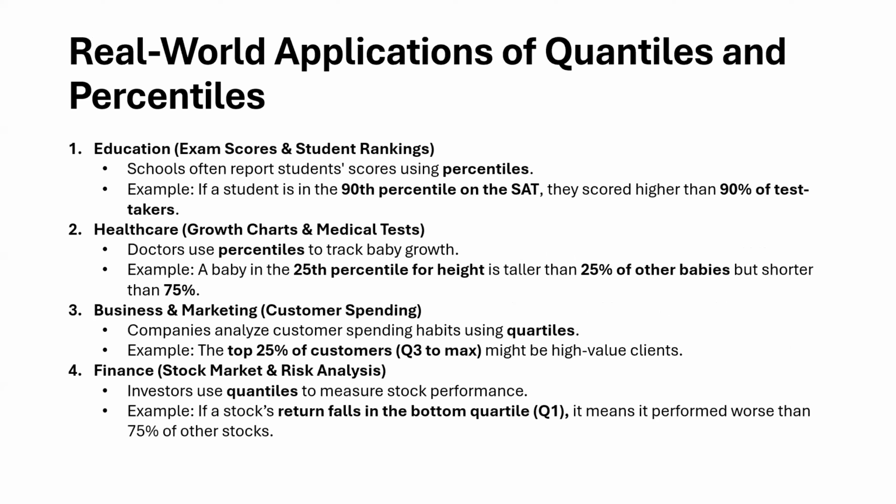Okay, let's move ahead. Real world applications of quantiles and percentiles. Let's take a few examples. First, the education industry: exam scores and student rankings. Schools often report student scores using percentiles. I gave you this example when we were talking about the CAT score. If a student is in the 90th percentile on the SAT, it means he scored higher than 90% of the test takers.